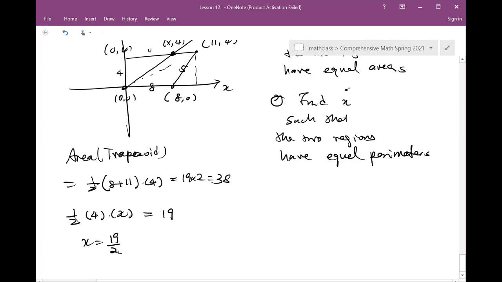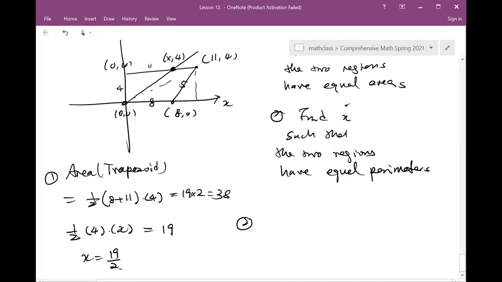Okay? That's the first. Second, to find the perimeter, there's a common side, which is called d. You don't need to know that, right? So the perimeter of the triangle is 4 plus x plus d. And the perimeter of the one below that, right? You have 4 sides. So that will be 11 minus x, right? Plus 5 plus 8 plus d.